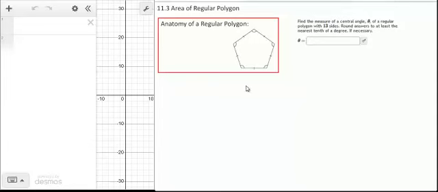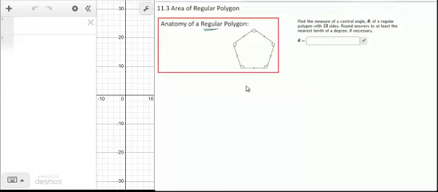What we're going to do here today is talk a little more specifically about regular polygons. We mentioned how to find the measures of their angles, but today we're going to talk about how to calculate their areas. Before we do that, I want to go over what some of the terminology is going to be and how these regular polygons are going to be broken up.